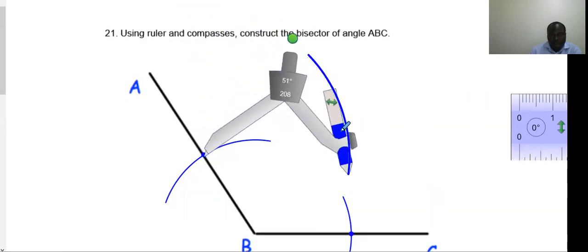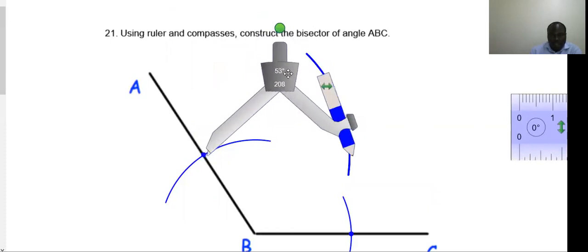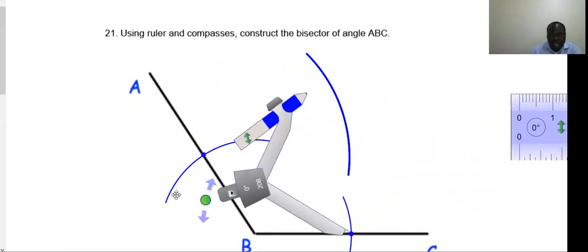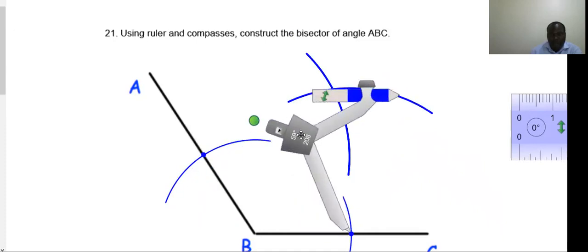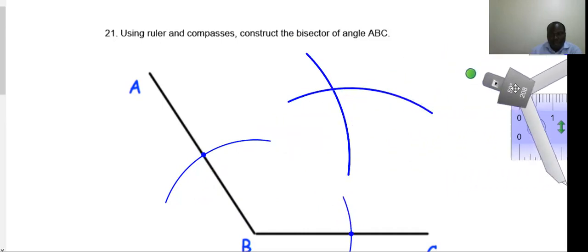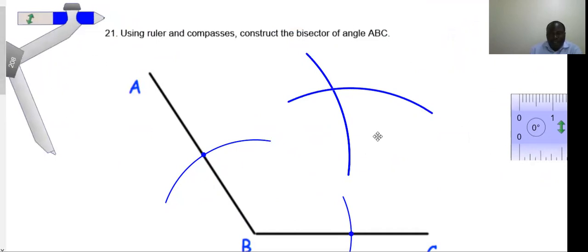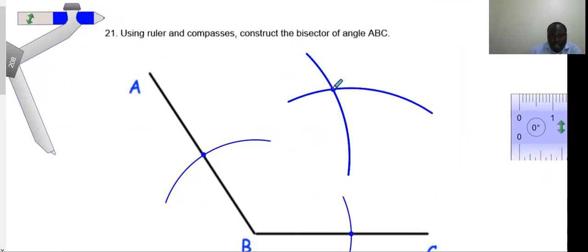Somewhere here. Can you see that? And then do not disturb your pair of compass. Come and stand at this point, and then cut this previous arc. Cut it like that. See that? Then take out your pair of compass. Then it's time for you to label this point here. Label this point by using a dot.